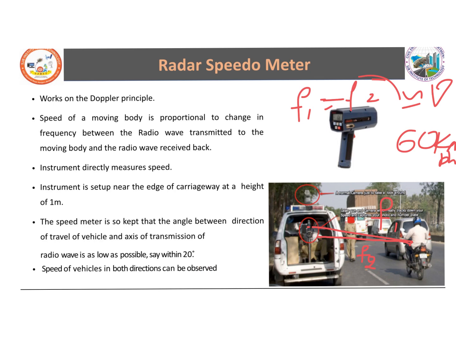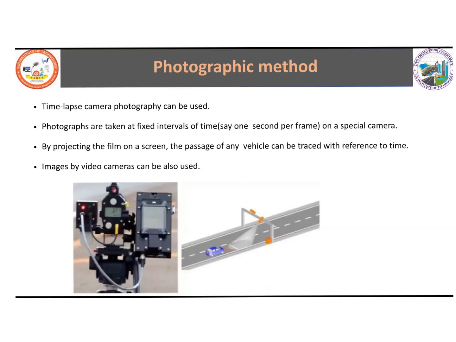The speed of vehicles in both directions of the road can be determined with the help of the radar speedometer. So this is most commonly used in speed regulation. The next method is the photogrammetric method.